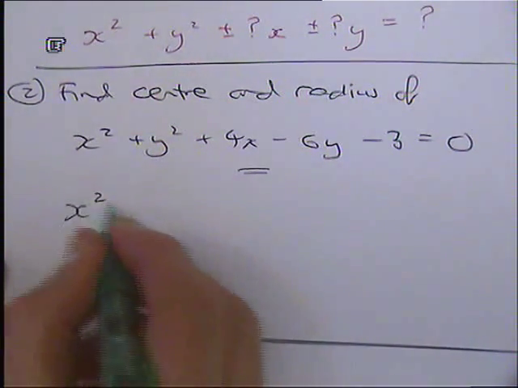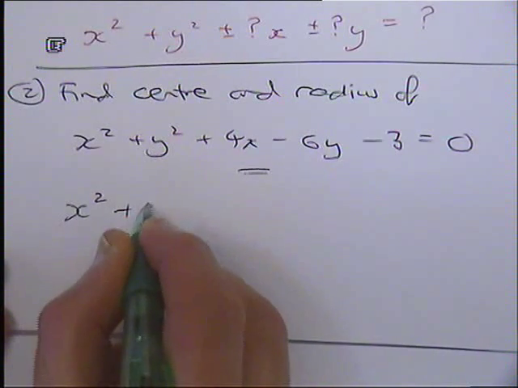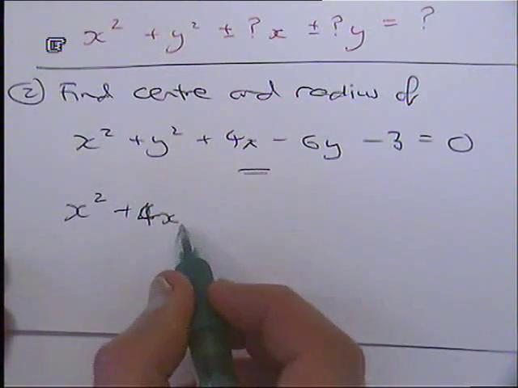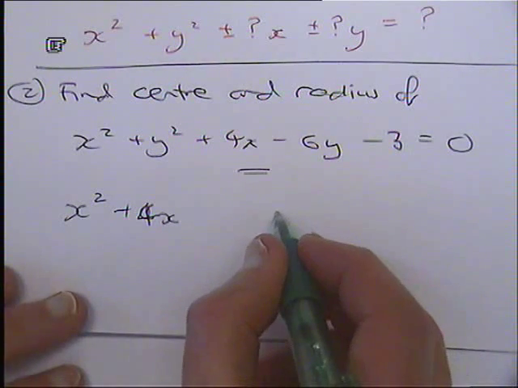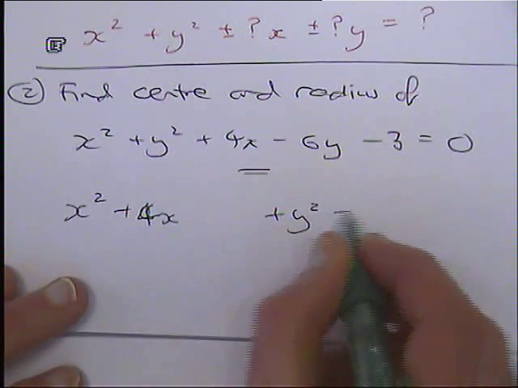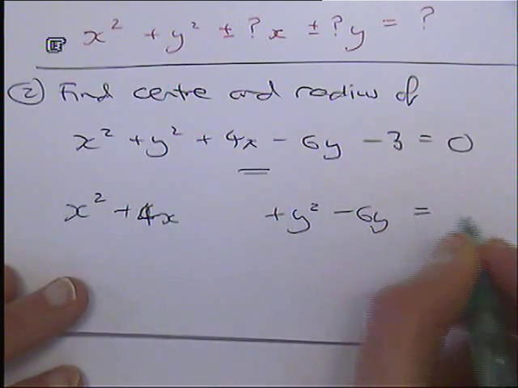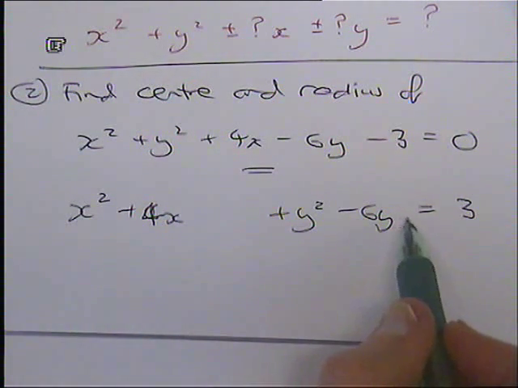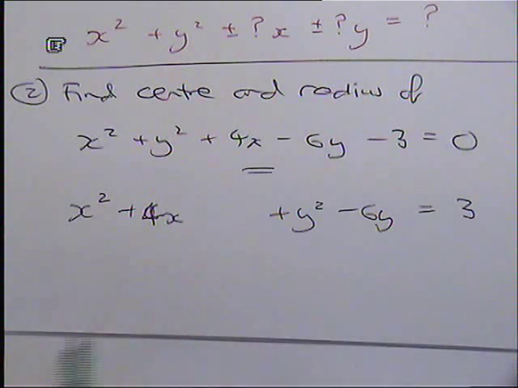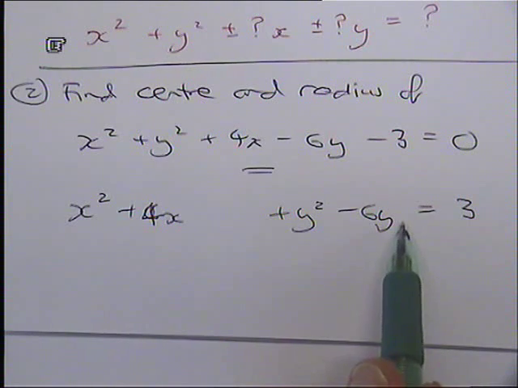So write the x's first. Sorry, that's 4x there. Now, I am going to leave a gap there for a reason. Then I'm going to have the y's over here. And someone said move the 3 to the other side. Okay, so I will do that. And I have deliberately left a gap here, and I meant to deliberately leave a gap there as well, but I forgot.